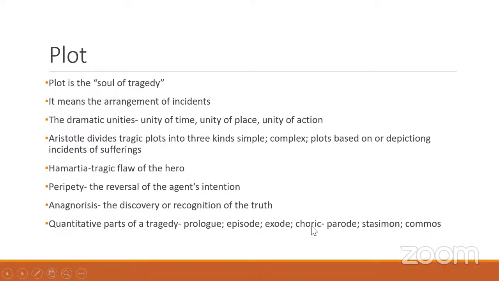There will be an introduction or the entrance part. Then there will be a stasimon, which the chorus sings through the entire episode. Then we have chorus, which is the lamentation, a joint lamentation by chorus and the actors together. That is the 6 quantitative parts of a tragedy.